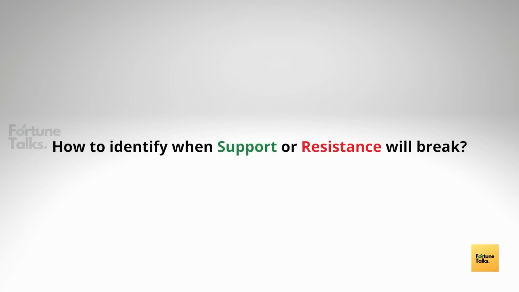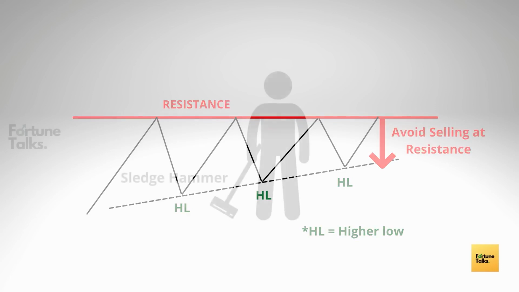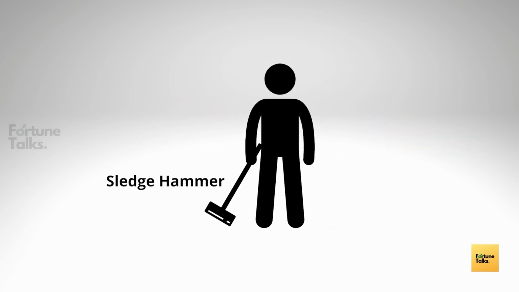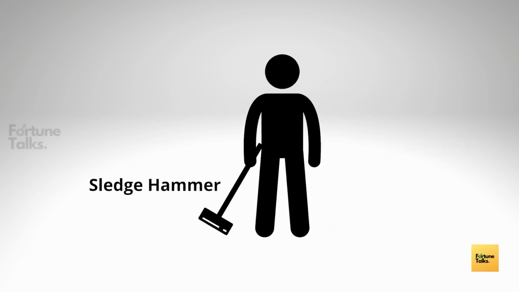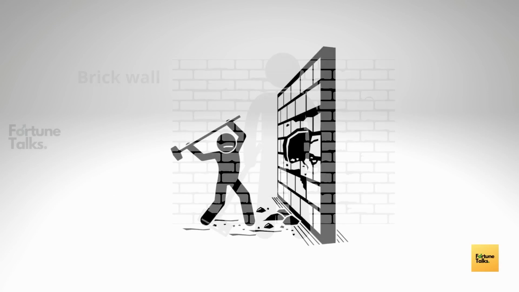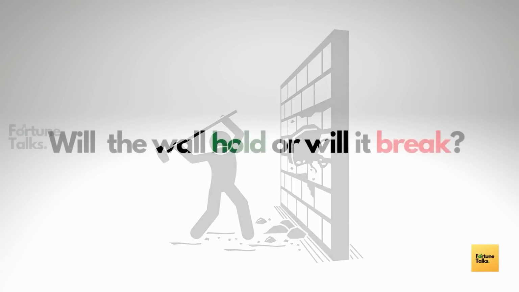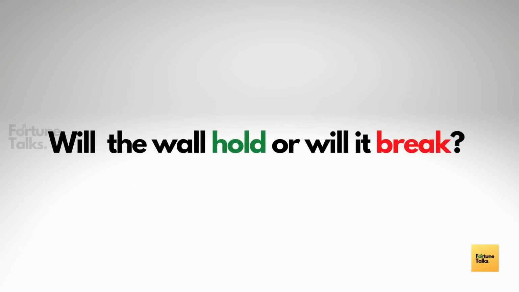The first and foremost question is how to identify when a support or resistance will break. To get started, when you see a series of higher lows into a resistance, you want to avoid selling at the resistance. The reason is very simple. Let me give you an example. Let's say you have a huge hammer in your hands and it's really powerful. And right in front of you, there is a brick wall. Now you take the hammer and smash against the wall many times over and over again. Now let me ask you, will the brick wall hold or is it likely to break?